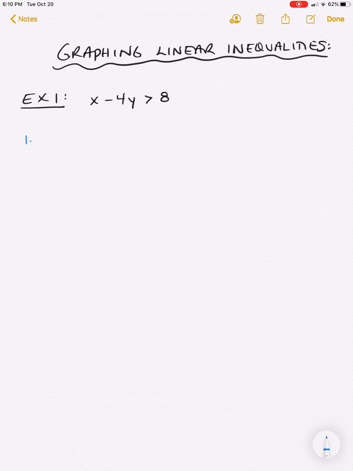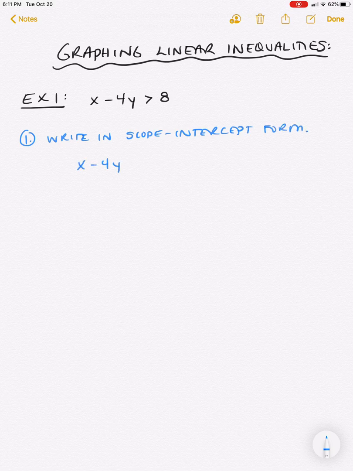First thing we need to do is write in slope-intercept form. So let's go ahead and solve this equation for y. Okay, so x minus 4y is greater than 8. Let's begin by subtracting x from both sides. Negative 4y is greater than negative x plus 8.